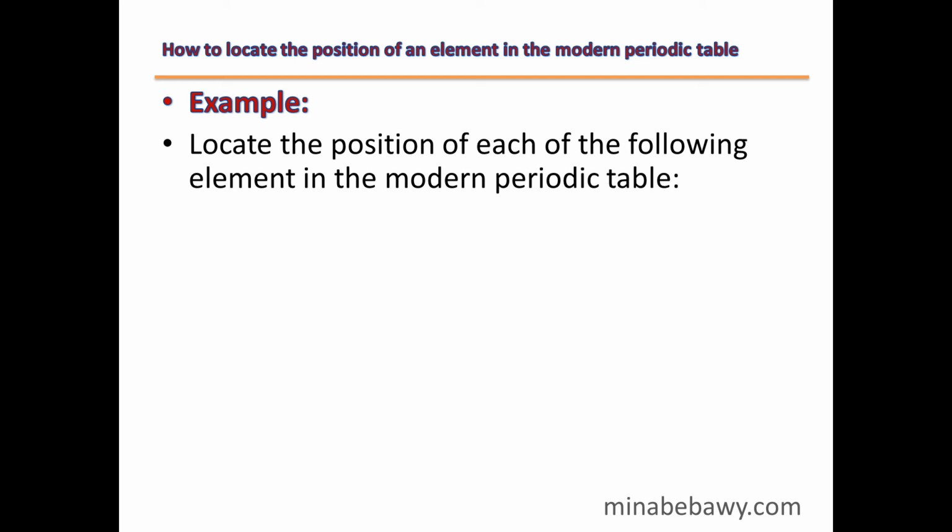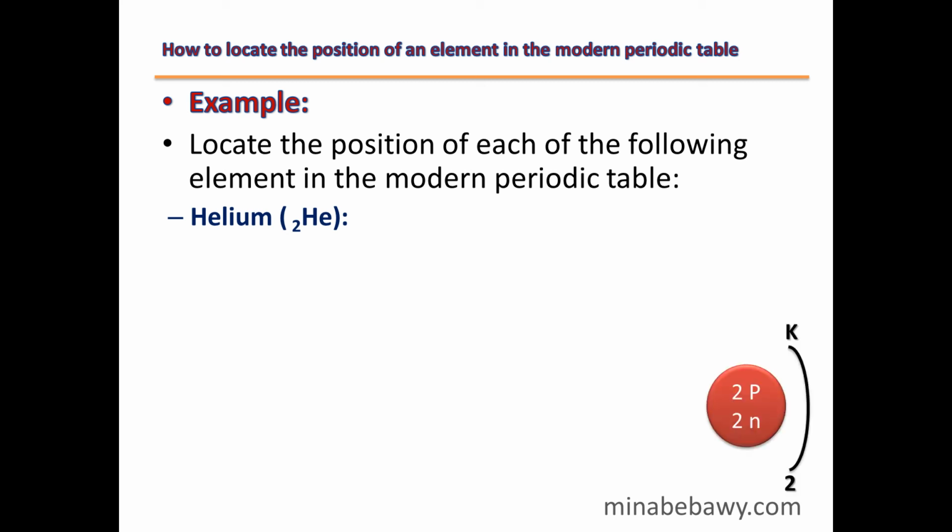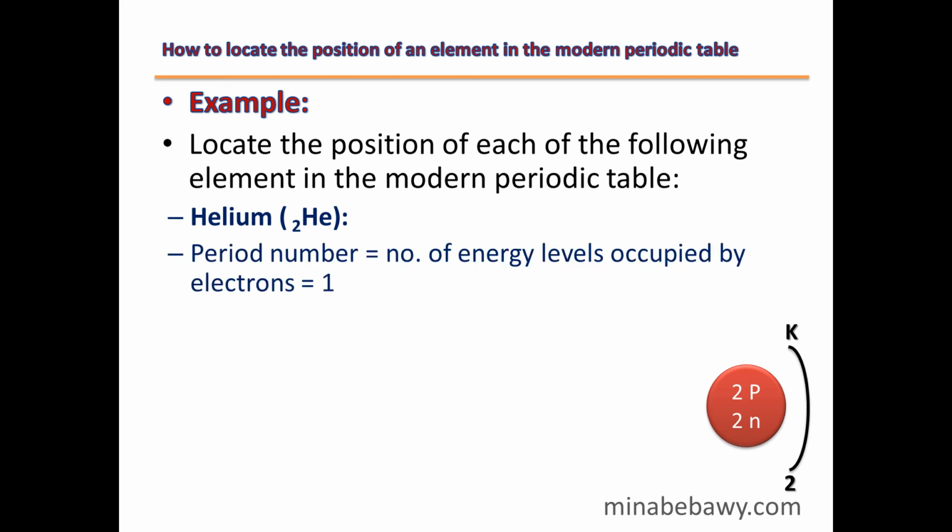Example, locate the position of each of the following elements in the modern periodic table. Helium. We know that the symbol of helium is He and its atomic number is 2. By writing its electronic configuration, we will find that helium contains only 1 energy level, which is filled by 2 electrons. Because helium contains only 1 energy level, it is found in period number 1.